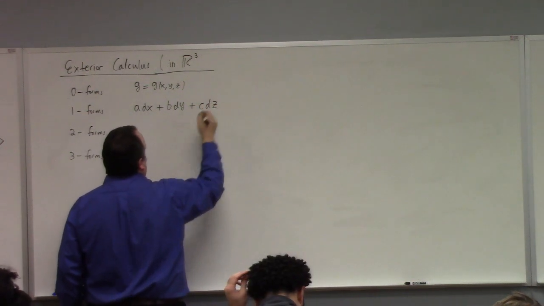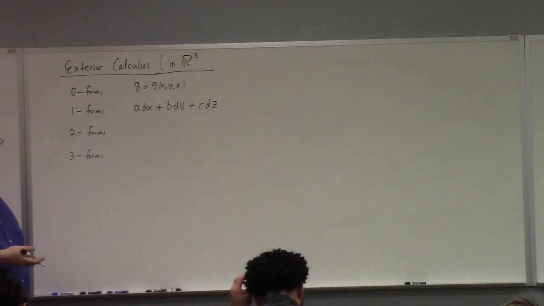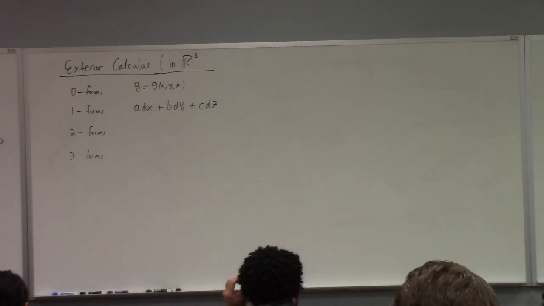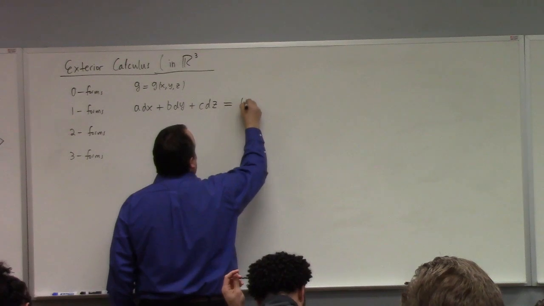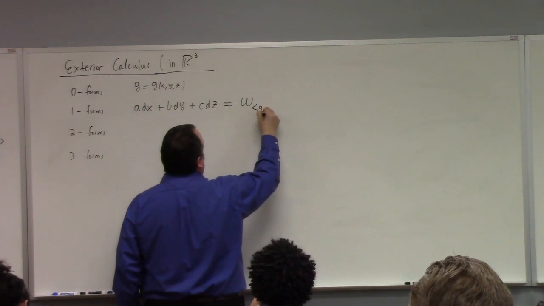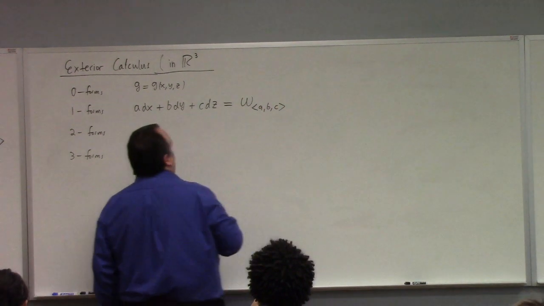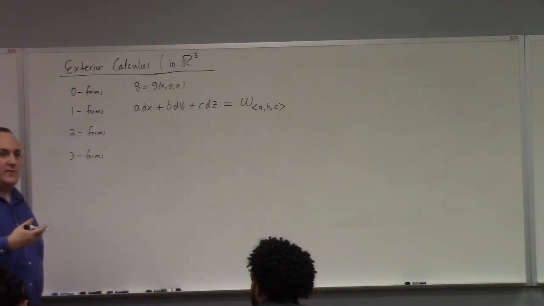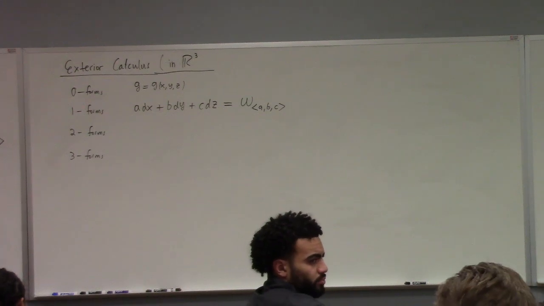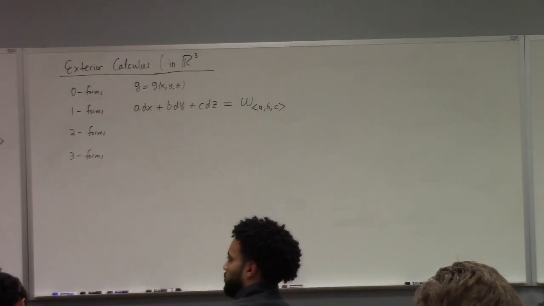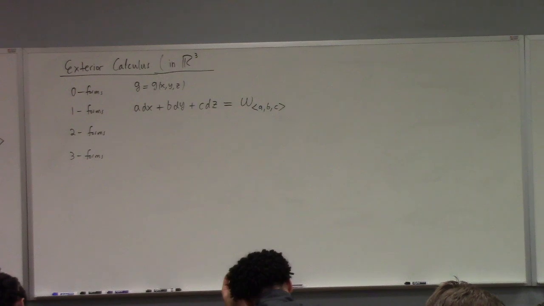You have extensive experience working with 1 forms in Calculus 3. We learn how to integrate these things. In fact, they correspond uniquely to vector fields. So we'll do like omega subvector ABC. So this is the so-called work form correspondence. You give me the vector field ABC, I give you the 1 form, a dx plus b dy plus c dz. This is the deal.